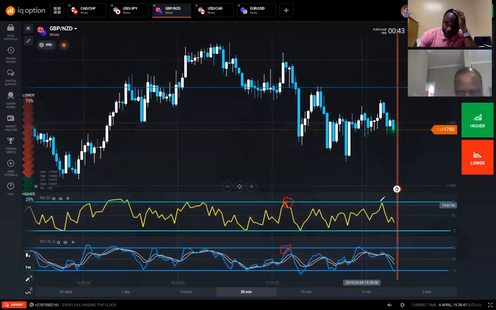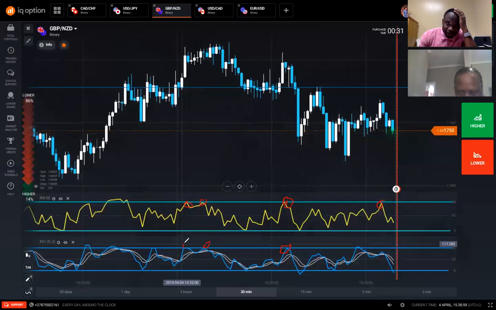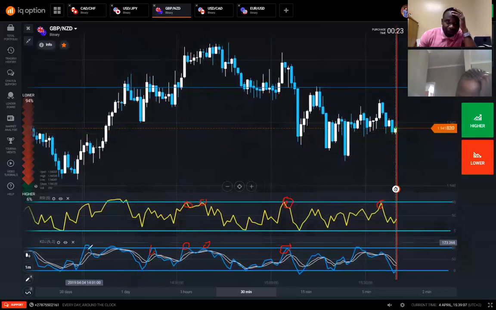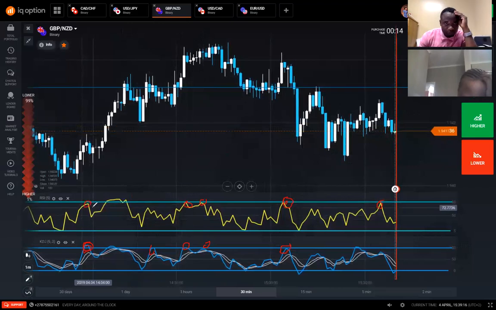These are your trades. This is your trade here. This will be a trade if this is all outside. This will be a trade if this is outside. This will be a trade if this is outside. So both your KDJ indicator and your RSI must be outside. And sometimes you'll see that your KDJ is always outside, but your RSI just touches this level, and then you expect the reversal.